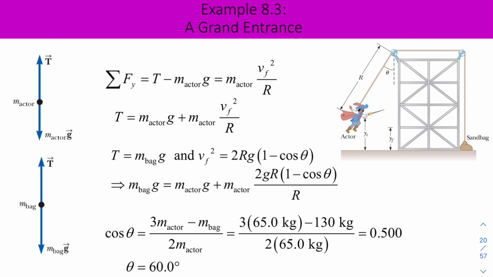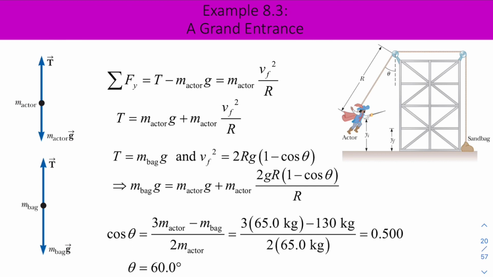Alright, the next one, we are going to consider the forces. Now we are going to consider the position when the actor is already at y final, because when the actor is at y final, the tension is transferred to the sandbag, isn't it? So at this moment we have the tension and also the weight of the actor. Sum of Fy is equivalent to T minus mg of the actor.